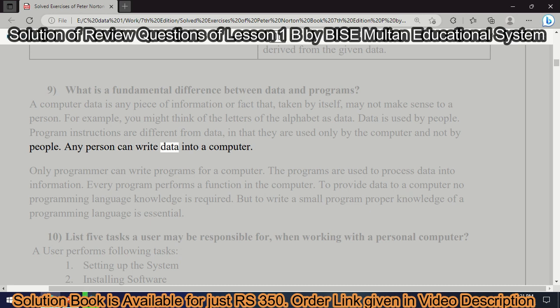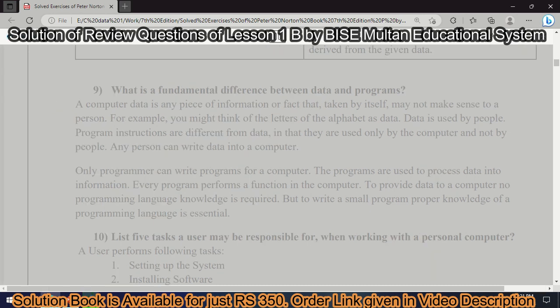Any person can write data into a computer. Only a programmer can write programs for a computer. The programs are used to process data into information. Every program performs a function in the computer. To provide data to a computer, no programming language knowledge is required. But to write a small program, proper knowledge of a programming language is essential.